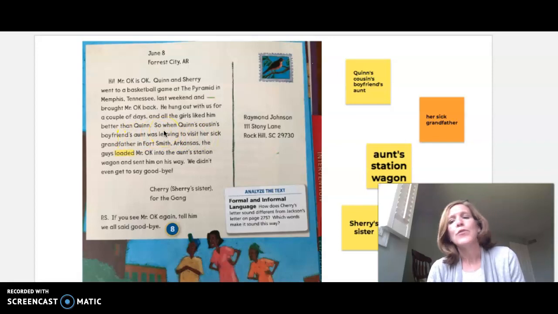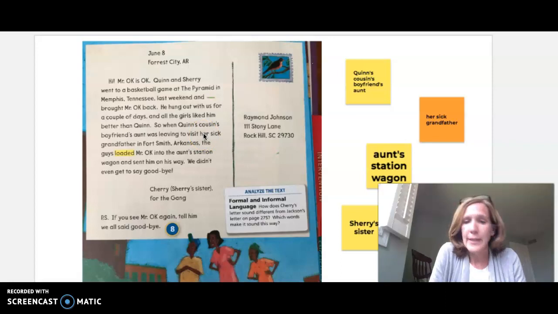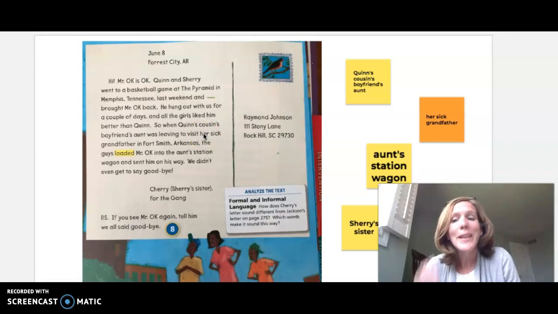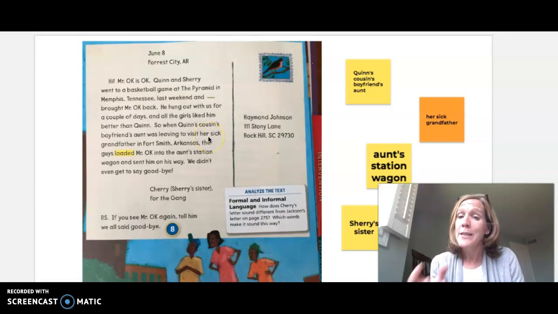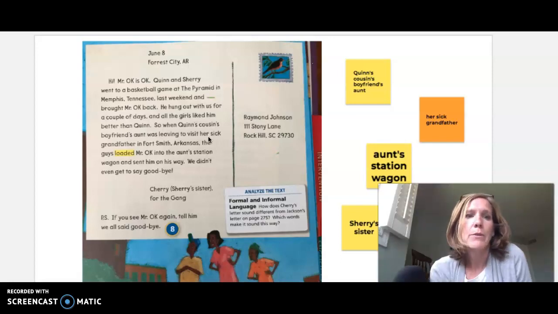But it makes the sentence flow much better than saying, so when Quinn's cousin's boyfriend's aunt was leaving to visit Quinn's cousin's boyfriend's aunt's sick grandfather in Fort Smith, Arkansas, the guys loaded Mr. Okay into the aunt's station wagon, right? We wouldn't repeat the same possessive noun. We use a possessive pronoun that says her. But the trick is that that pronoun needs to match both in gender, right? Because we know we have her or we could have him, and in whether it's singular or plural. And we're going to take a look at some of those today, okay? That's kind of our goal today.